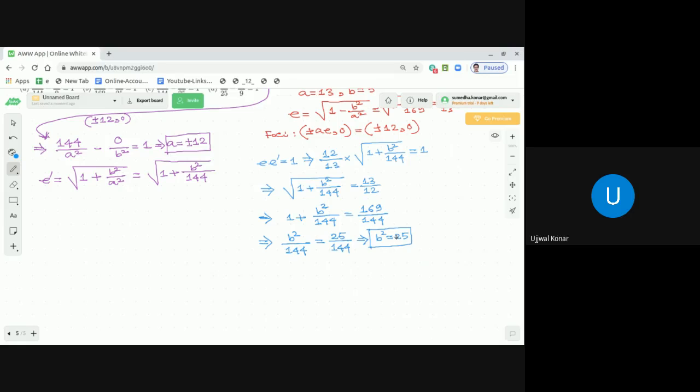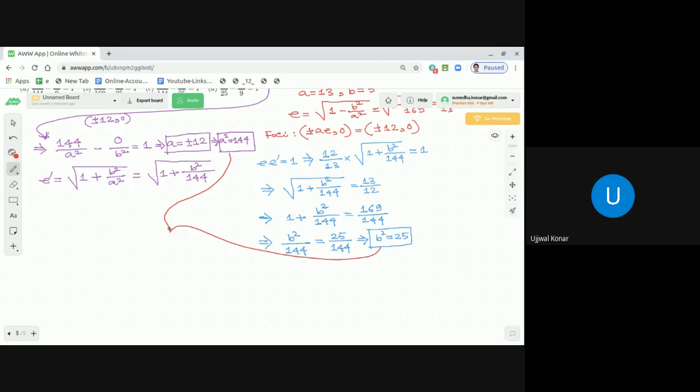And we already found the value of a square is equal to 144. As we found in this purple color, the moment we get the value of a is equal to 12, that implies a square is equal to 144. So a square is equal to 144 and b square is equal to 25. These two are for that equation of this hyperbola.